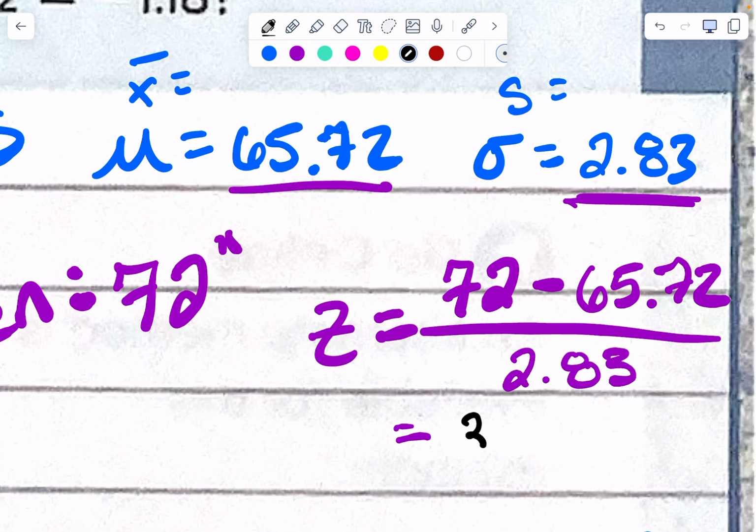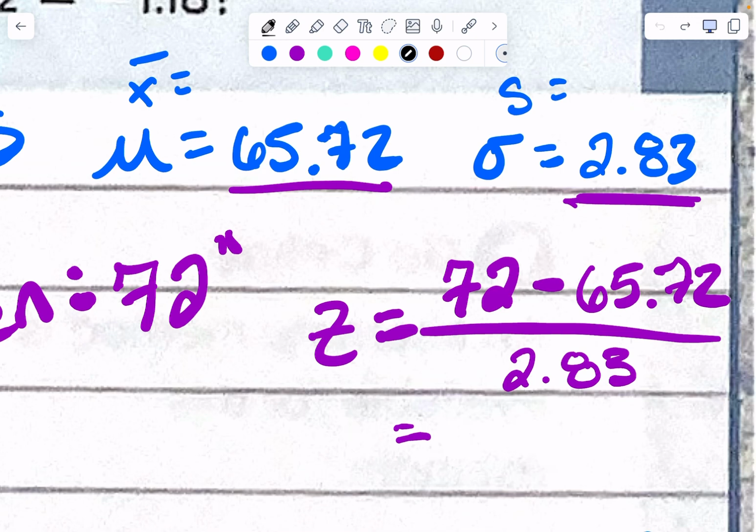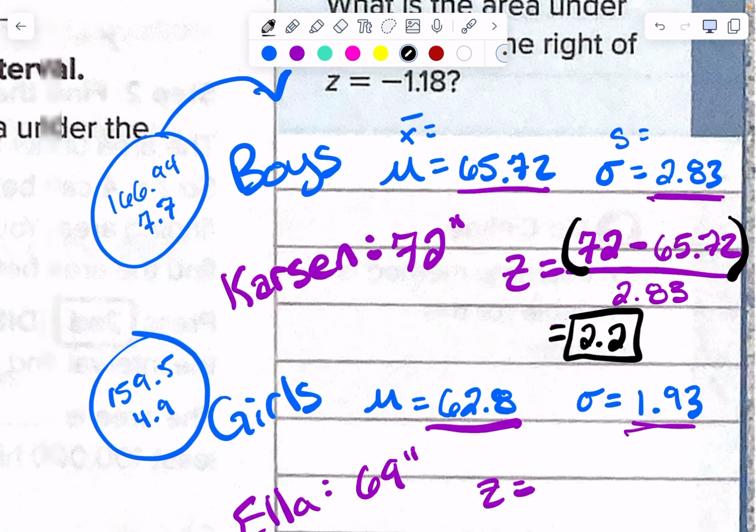3.3 is his Z-score. Are we really trusting the lady? No, that's not right. 2.2. You have to do this and then divide by 2.83. 6.28 divided by 2.83 equals 2.2. So Carson has a Z-score of 2.2 because he's above average.